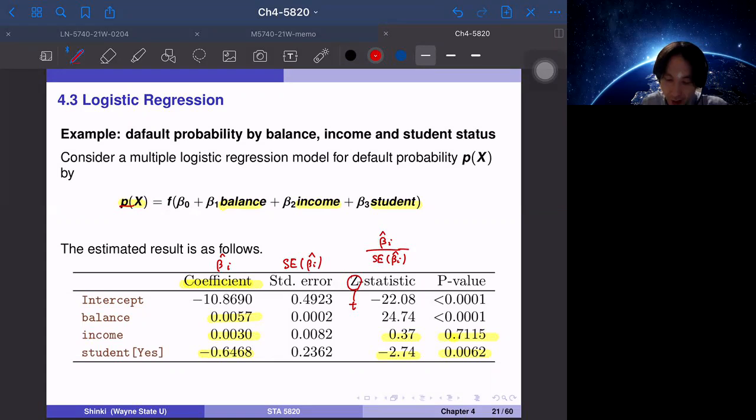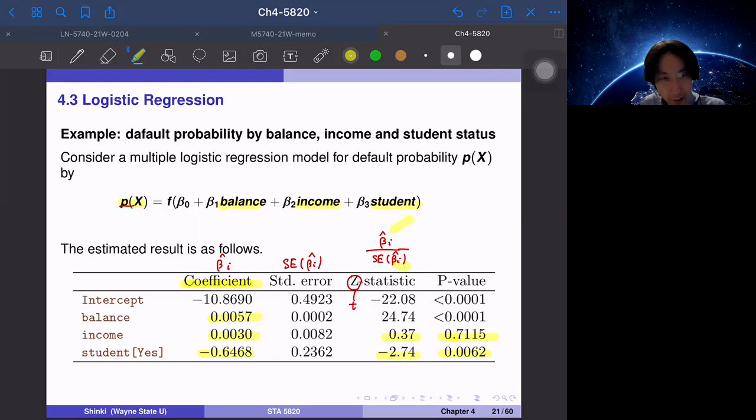In linear regression, basically the concept is that the numerator is normal and the denominator is a square root of chi-square, then the ratio has t distribution. But here, since the quantities are more complicated, basically we cannot say what distribution the standard error of beta i hat follows. So we only rely on the central limit theorem.